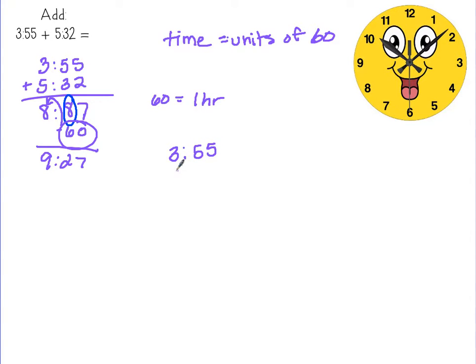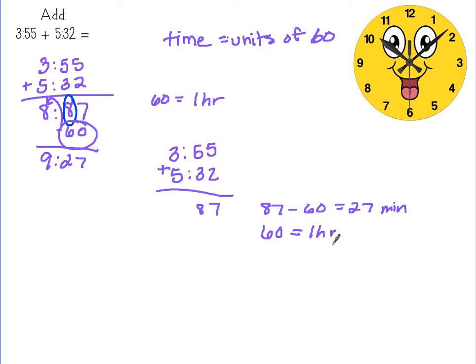So I have 3:55 plus 5 hours and 32 minutes. So this is like saying it's 3:55 p.m. What time will it be in 5 hours and 32 minutes? Okay, well, we know that we can do 5 plus 2, which is 7. In this case, we have 5 plus 3, which is 8, but that's not going to work. That's going to give us 87. So what I have to do is say, okay, I have 87 and I have to subtract 60, and that leaves me with 27 minutes. Now, that 60 minutes that I took away from the 87 has to turn into 1 hour.